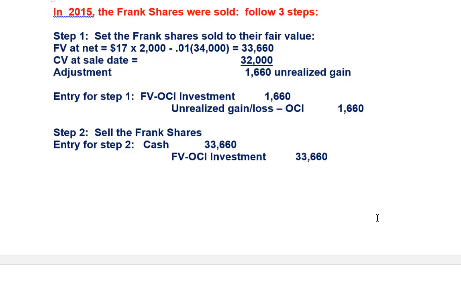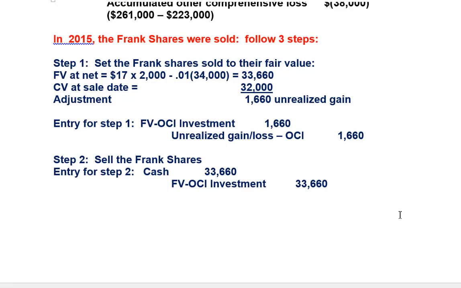So the first thing we're going to do in our first step is we are going to set the Frank shares that we're selling to their fair value. In this case, we're selling all the Frank shares, and they also told us that there were transaction costs here. There was a 1% commission. We're selling them for a 1% commission, but the fair value at the date that we're selling them, they gave us in the question, that fair value was $17 per share. That's the value per share at the date that we're selling the investments.